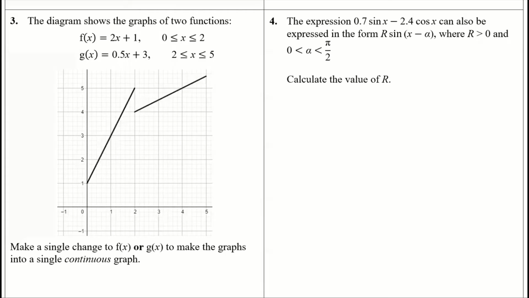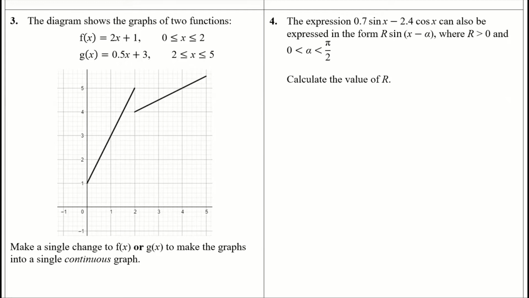Okay, now for question 3, this is the third of our series of unusual questions, I think. We're given two functions, f and g, and they're plotted on the grid that you can see there. And you're asked to make a single change to f of x or g of x. So just a single change, and it can be to either function, to make it into a single continuous graph.